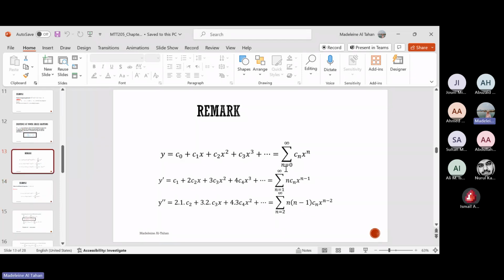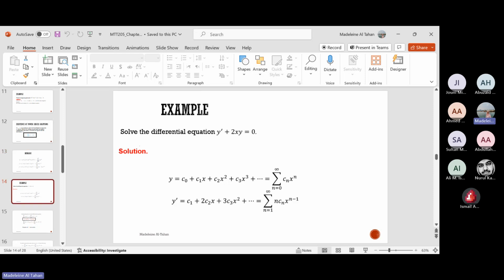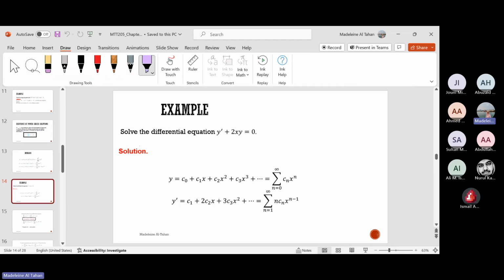Okay, so what we will do today is that we need to solve a differential equation. Here we have an example. Our aim is to solve y prime plus 2xy equal to 0. So our aim is to solve this one. We need to use the series solution. So we start with y equals, the one we started with at last lecture.